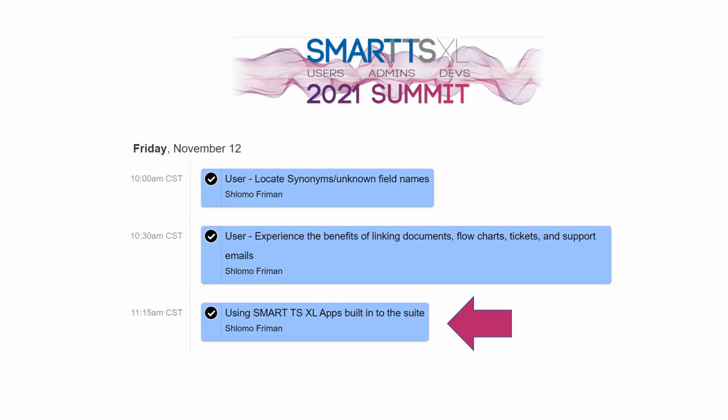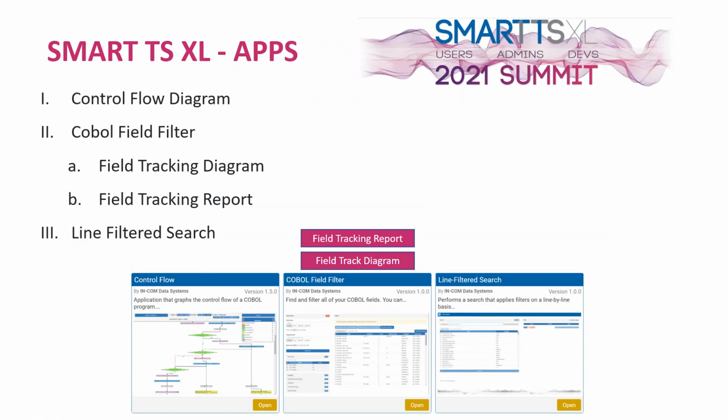Welcome back to our last session of the summit for the user track using SmartDS built-in apps. So there are three main applications: the control flow, the COBOL field filter, and the line filtered search.